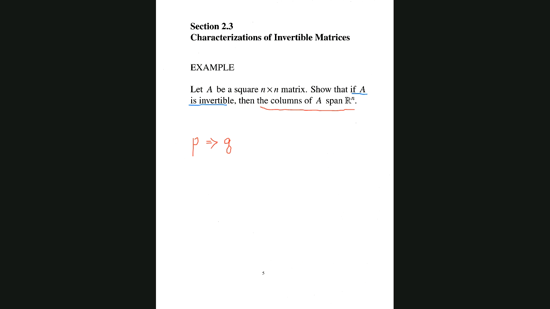Okay, so we have a matrix, and we want to show that if A is invertible, then the columns of A span R sub n. So for instance, if we had a 3 by 3 matrix A, and it were invertible, then the columns of the matrix A would have to span R3. And what we're doing here in the invertible matrix theorem is we're taking statement A.